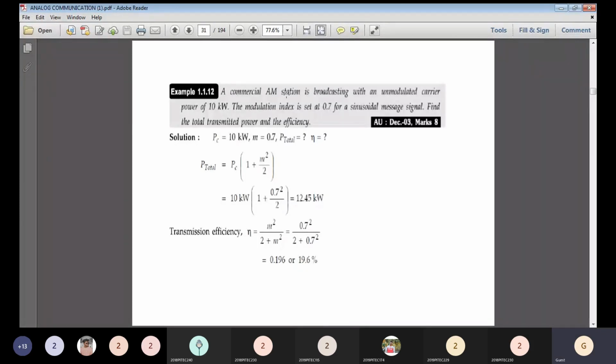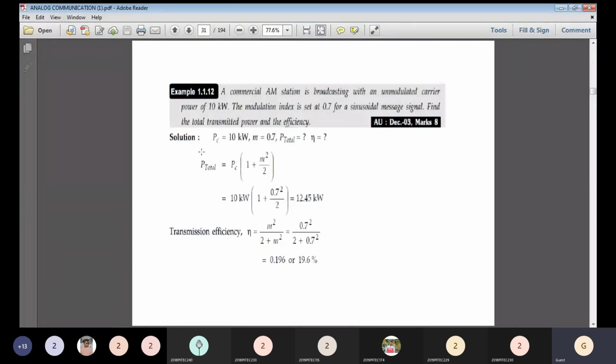A commercial AM station is broadcasting with an unmodulated carrier power of 10 kilowatts. Unmodulated carrier power means Pc, so Pc is equal to 10 kilowatts. The modulation index value is equal to 0.7, for a sinusoidal message signal. Find the total transmitted power and the efficiency. So we have to calculate two parameters, the total power value and the efficiency value.